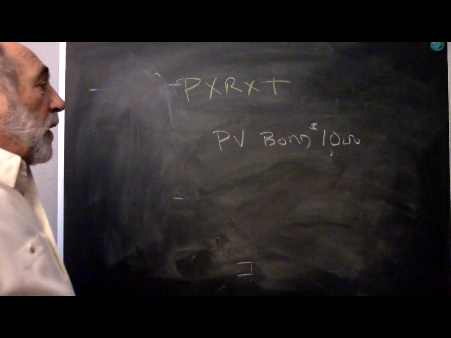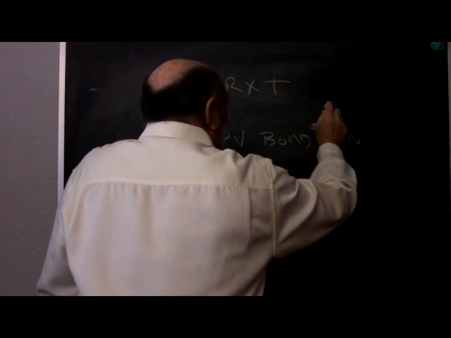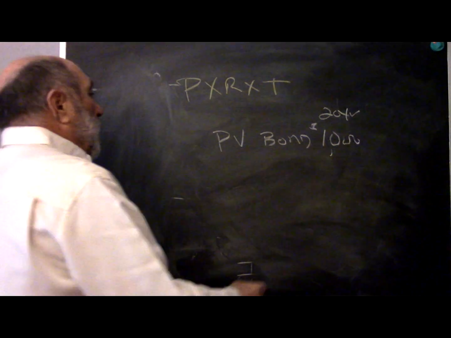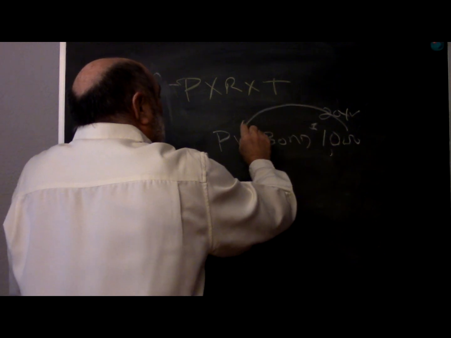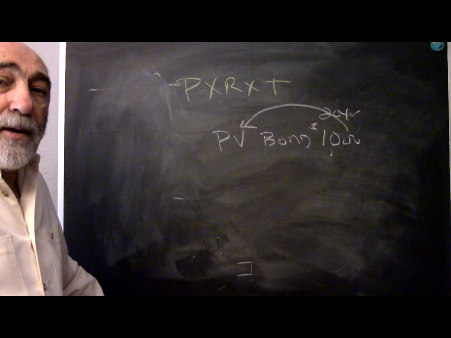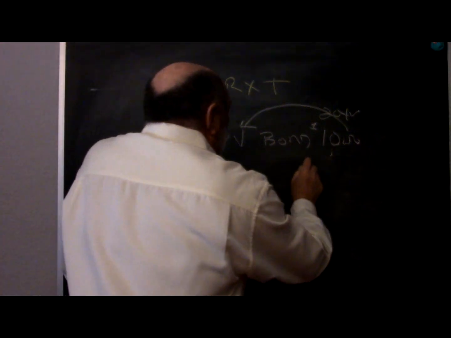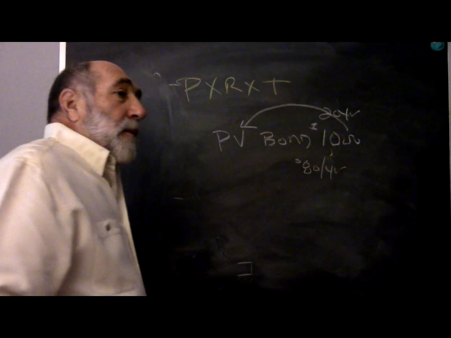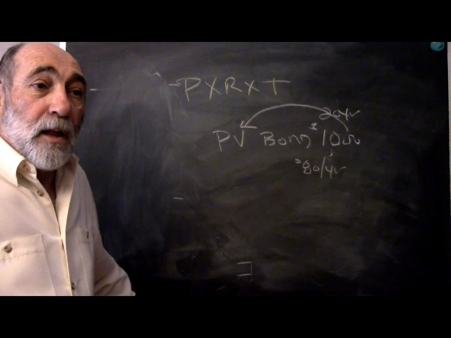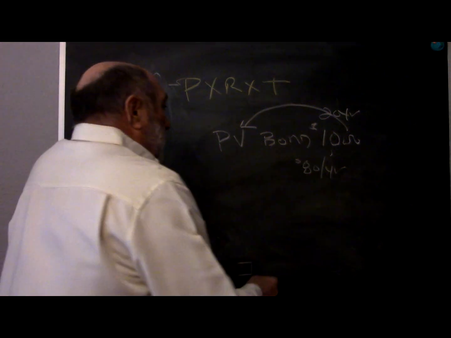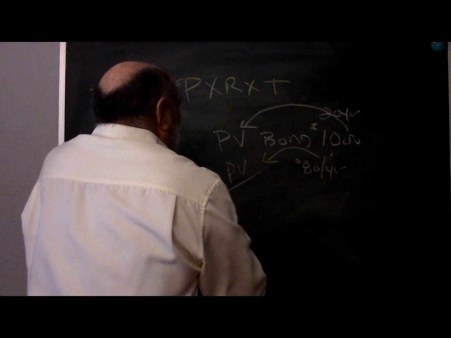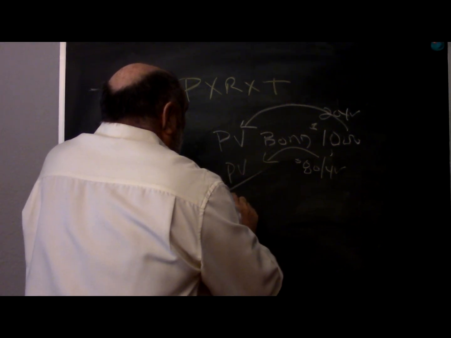But I'm going to get that in 20 years from now, so I would bring that back to its present value. And I'm also going to get a stream of payments. I'm going to get $80 a year, okay? An annuity, $80 every year for the next 20 years in our example. I bring that back to its present value. Okay, and that's going to be my issue price.